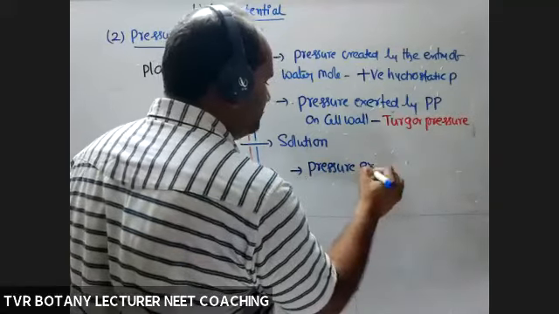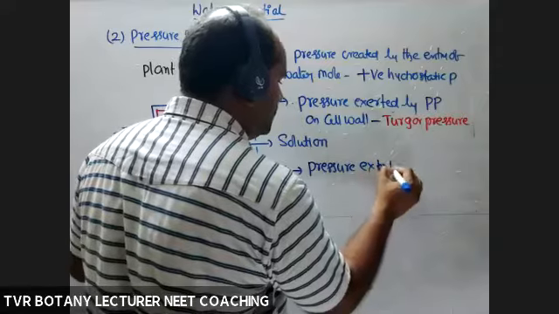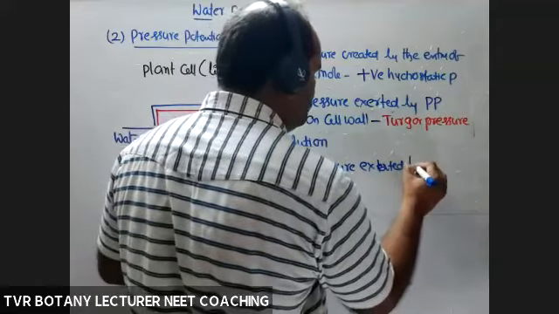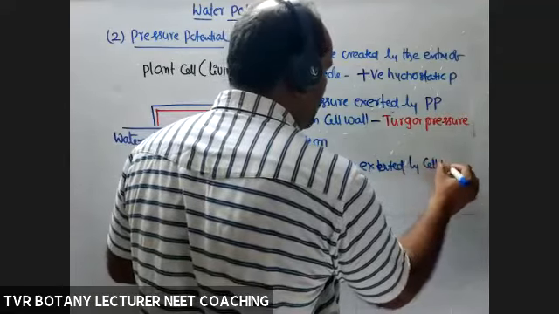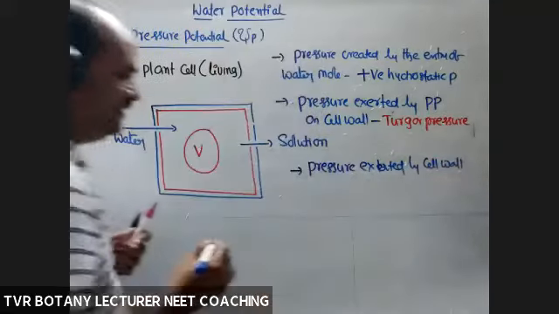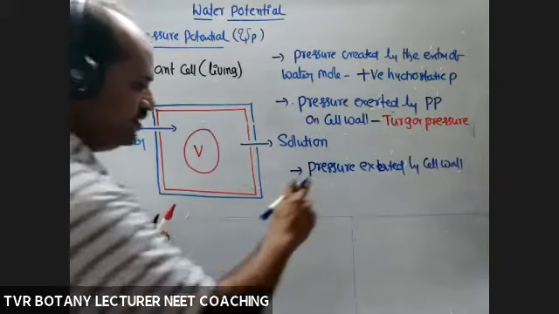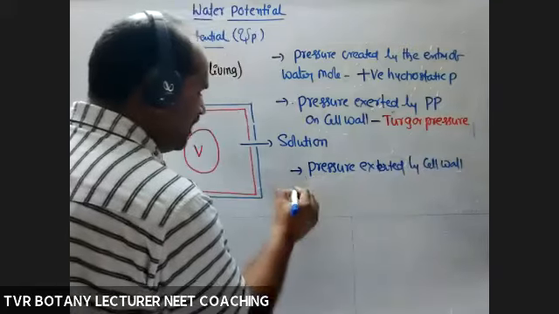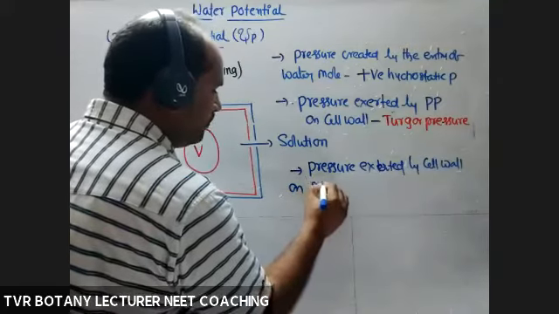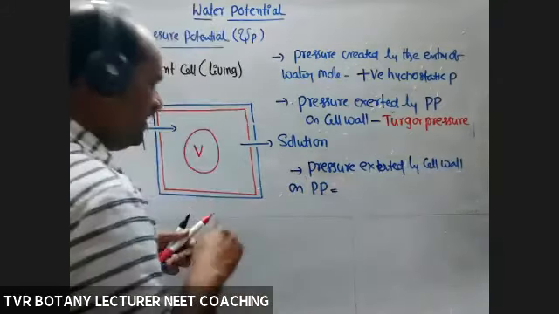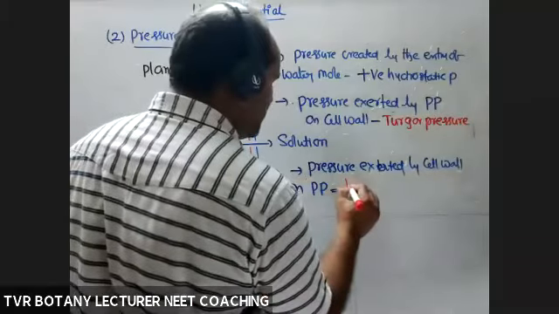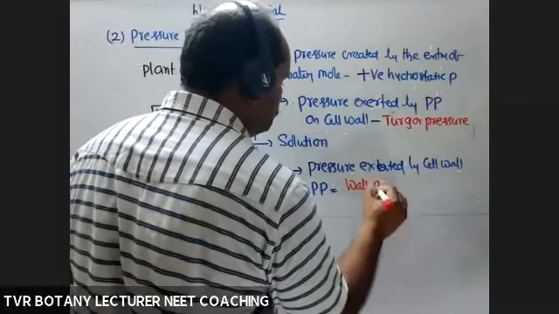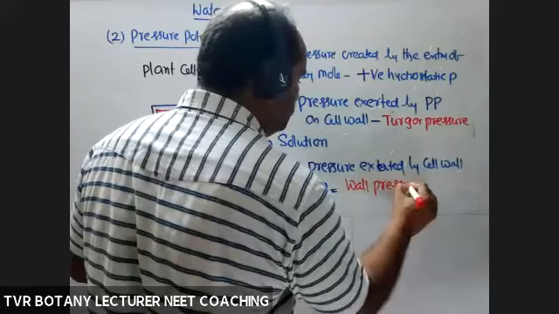Pressure exerted by cell wall, like a cycle tire on the tube. Pressure exerted by cell wall on protoplast is called wall pressure.